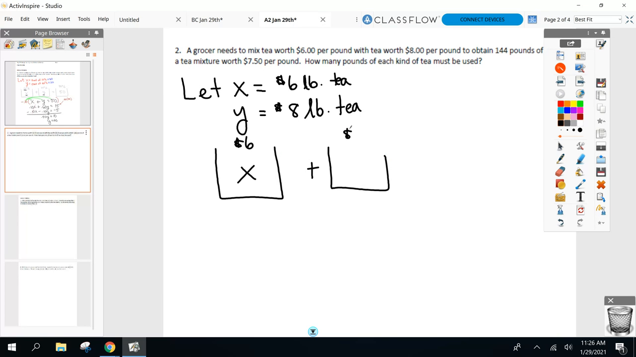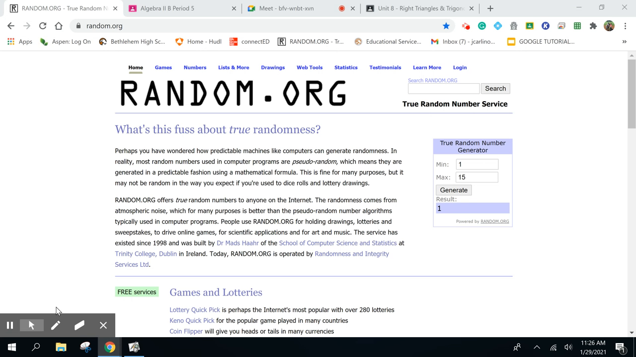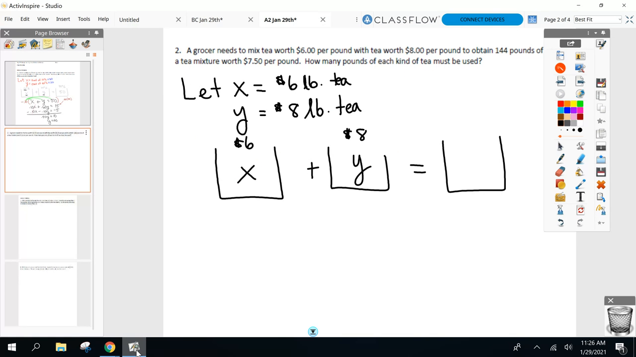So, $8 per pound, which I called Y. Mix it together and tell me what I should end up with after mixing it. Is it the $7.50 per pound? Yep, but now, Nick, I don't have a variable underneath because I know how much $7.50 pound tea I have to have. How many pounds?